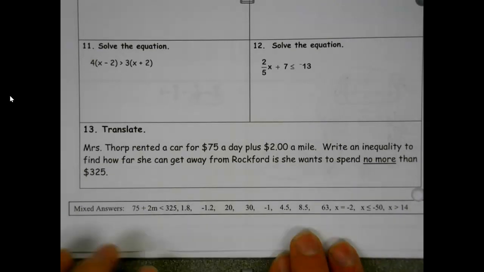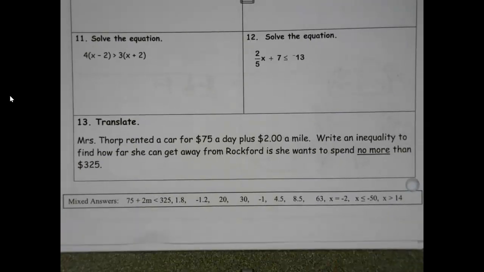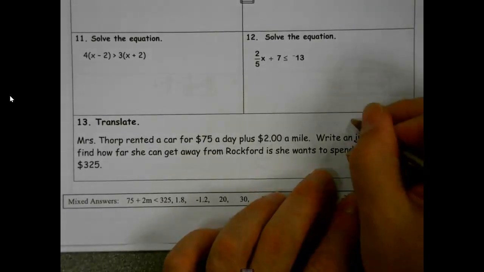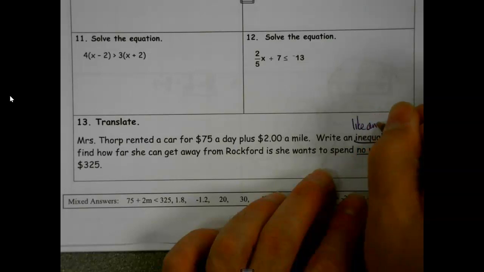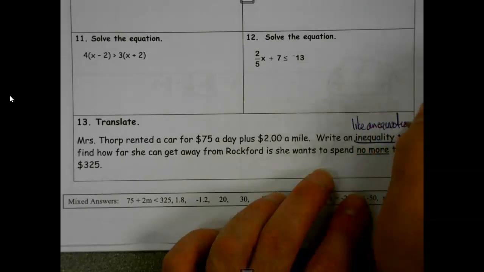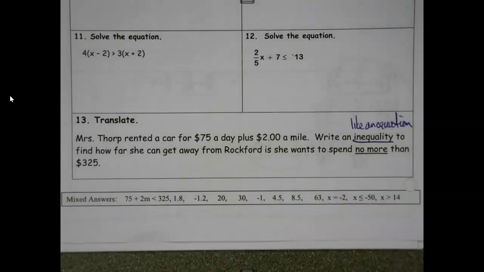The other one Mr. H is going to jump in on here, because it's been a while since we've done one of these together. And it might help for some of you that might decide to go into retake mode on the last quiz. Mrs. Thorpe rented a car for $75 a day plus $2 a mile. Write an inequality, okay, which is like an equation. Some of you on the quiz, when it said write an equation, you still wanted to make a proportion. So looking for words like that can help. To find out how far she can get away from Rockford if she wants to spend no more than $325.